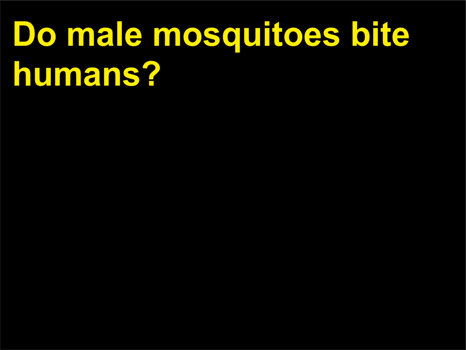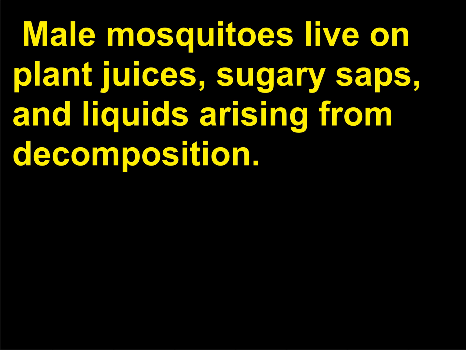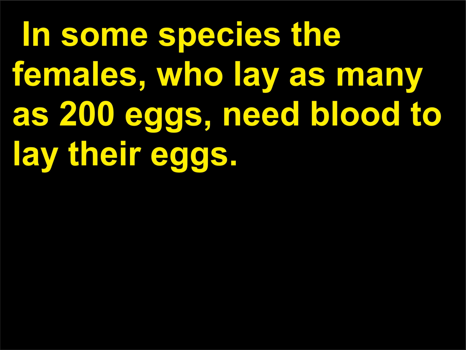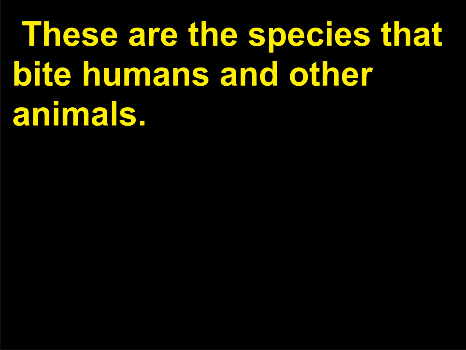Do male mosquitoes bite humans? No. Male mosquitoes live on plant juices, sugary saps, and liquids arising from decomposition. They do not have a biting mouth that can penetrate human skin as female mosquitoes do. In some species, the females, who lay as many as 200 eggs, need blood to lay their eggs. These are the species that bite humans and other animals.